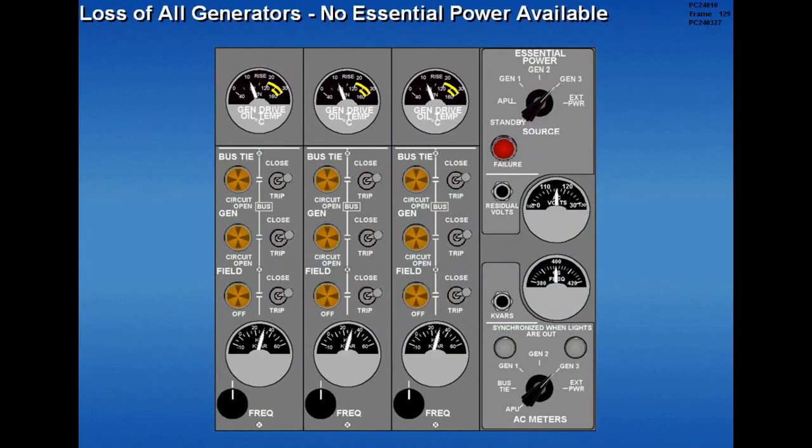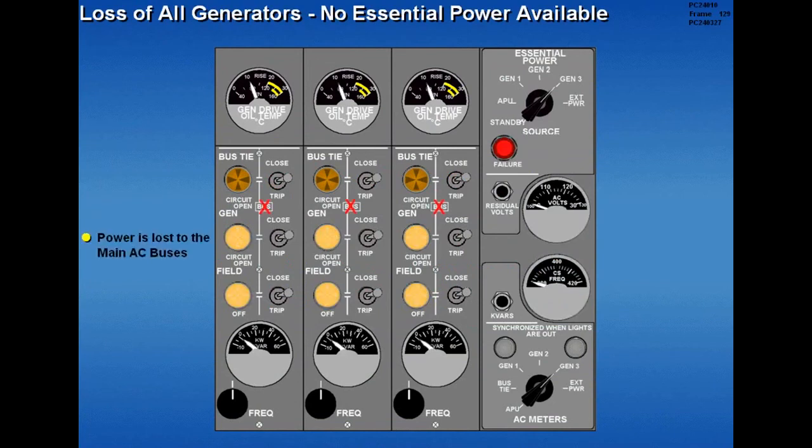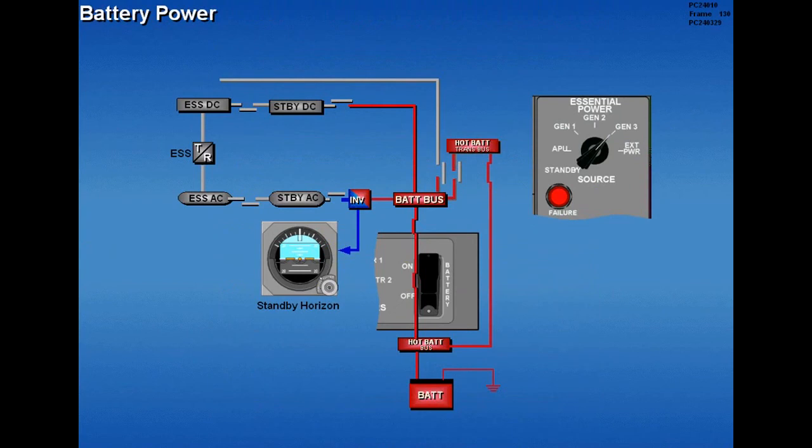Should all 3 generator breakers and fields trip, power is lost to the main AC buses and the essential AC bus. Should a loss of all generators occur, the aircraft battery powers the battery buses, the static inverter, and the standby horizon if the battery switch is in the on position. Rotating the essential power source selector to standby allows the battery bus to power the standby DC bus and the standby AC bus through the static inverter.